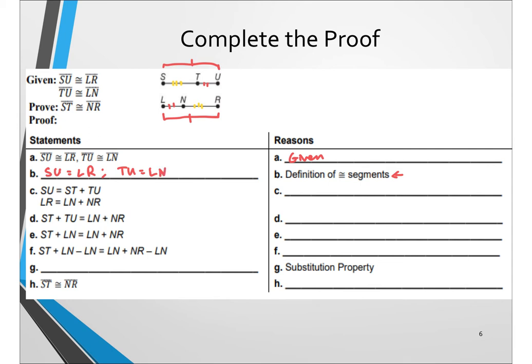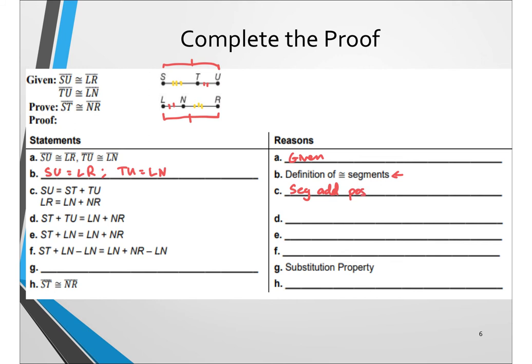There we go. Now this next bit is the segment addition postulate. Okay, so we know stuff about SU, we know stuff about LR. Okay, so here it is. We know that SU is equal to ST plus TU, and that LR is equal to LN plus NR. This is the segment addition postulate.